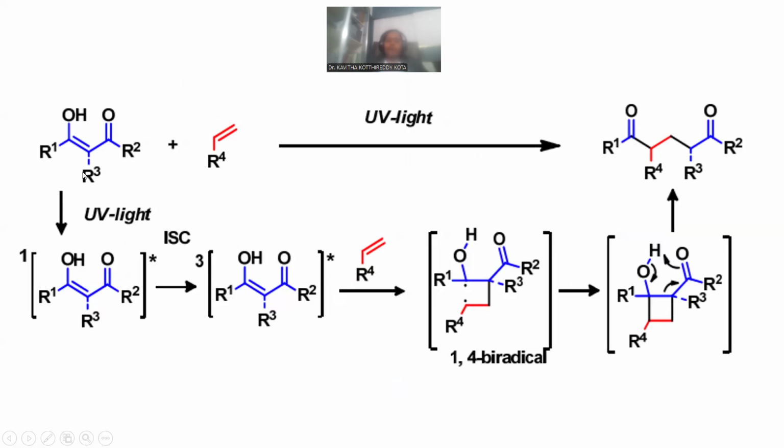Here is the simplest mechanism which we already went through. The mechanism is repeated one more time. Whenever the enolic form of the diketone is irradiated with UV light, it will go through the excitation process. Any molecule absorbing light will be excited in nature. First of all, the singlet excited state is accomplished. Intersystem crossing gives rise to the triplet excited state.